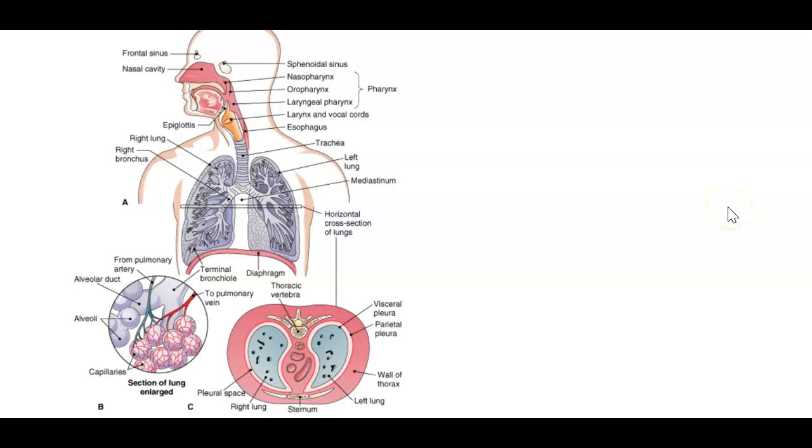So the purpose of the respiratory system is to move air in and out of the lungs, to exchange oxygen and carbon dioxide in the lungs, transport oxygen and carbon dioxide in the blood, and then exchange oxygen and CO2 in the tissues from the blood.